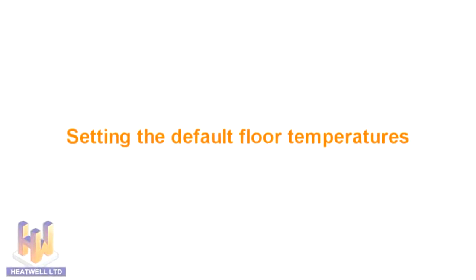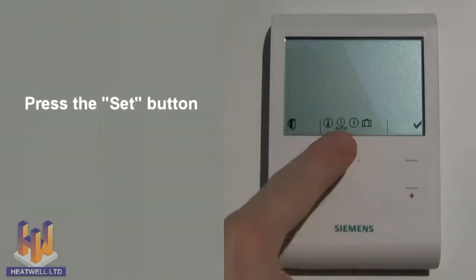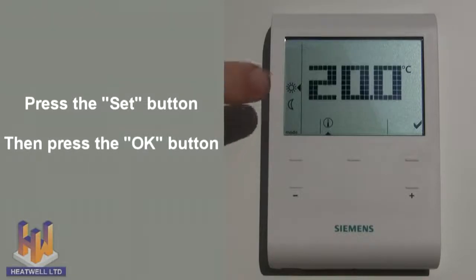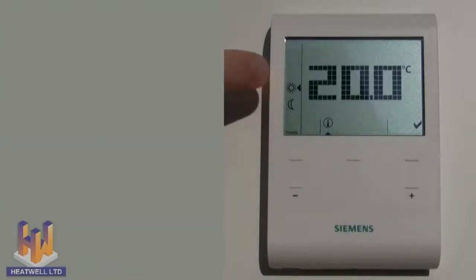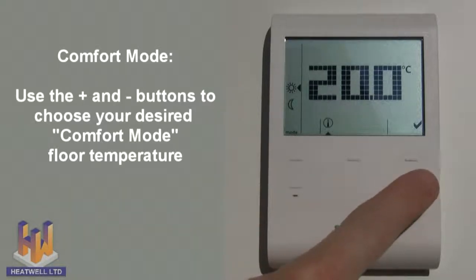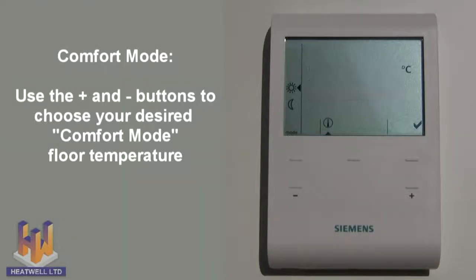Setting the default floor temperatures. These are the comfort and economy temperatures your unit will always automatically use. To begin, press the Set button so that the circled thermometer is selected and press OK. A marker will point at the sun symbol, which is comfort mode. Use the plus or minus buttons to choose your default comfort mode floor temperature. In this case, 22 degrees.